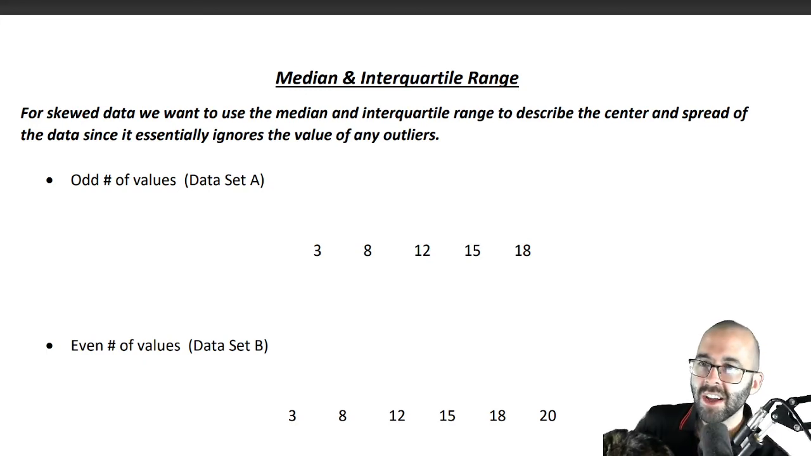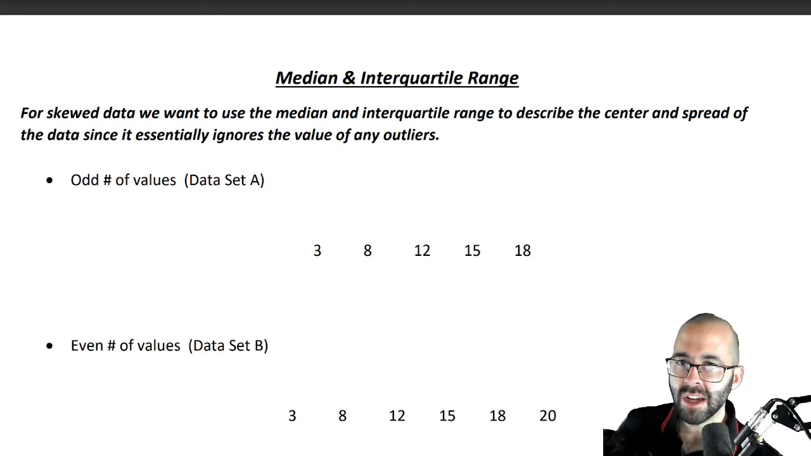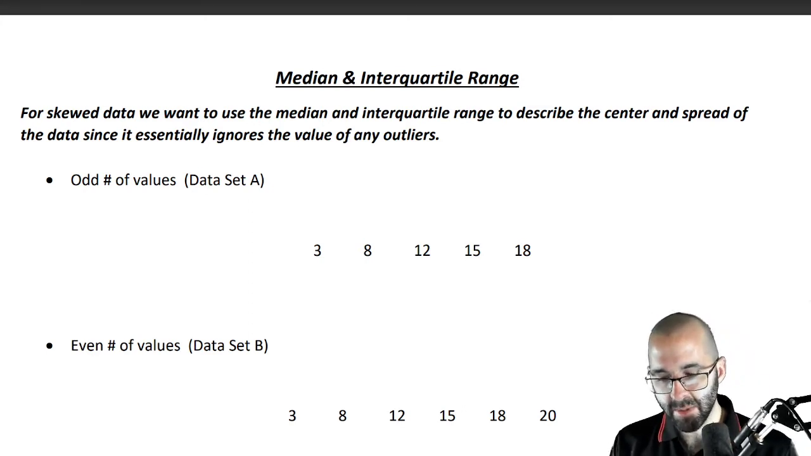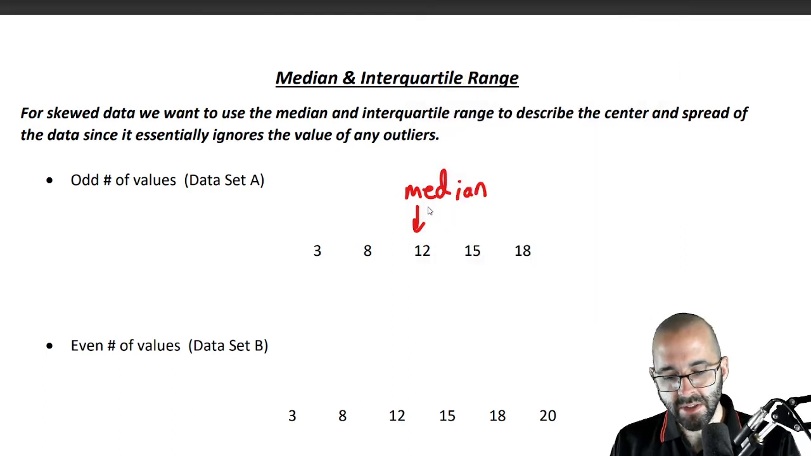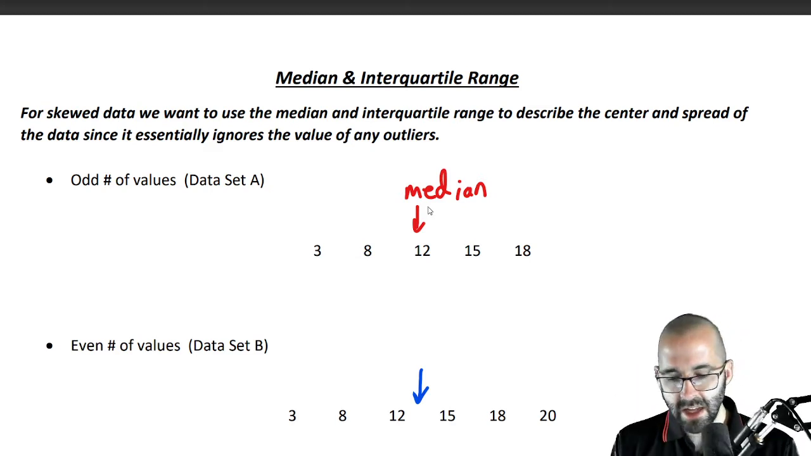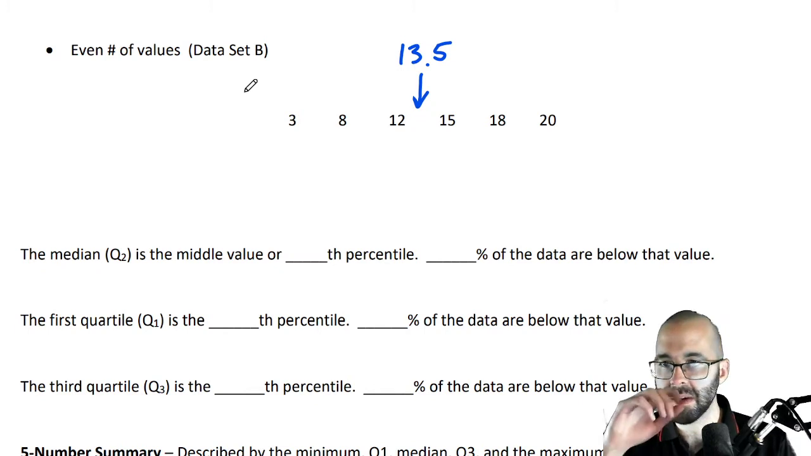So we're going to start by reviewing the median really quickly, because the interquartile range is closely tied to the median. For the median, if there's an odd number of values, then this is the median right here. And if there's an even number of values, then it's right in the middle. The median's always in the middle, as long as it's sorted from least to greatest. But in this case, we had to take the average of the two middle numbers, because if there's an even number, then there's two middle numbers.